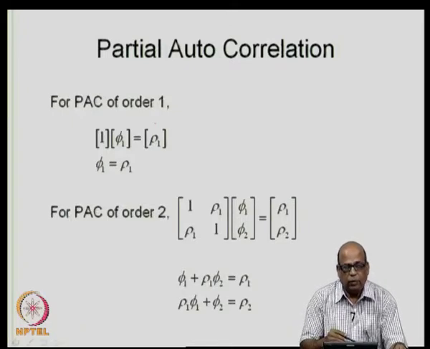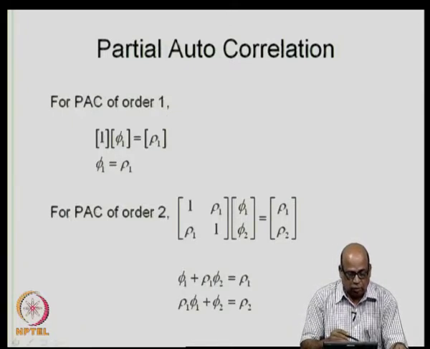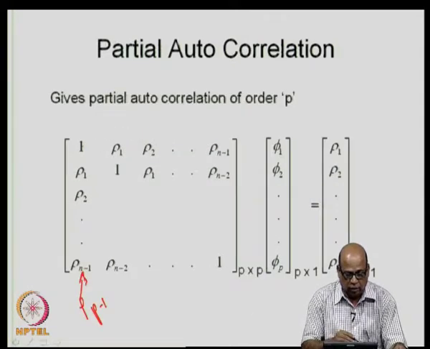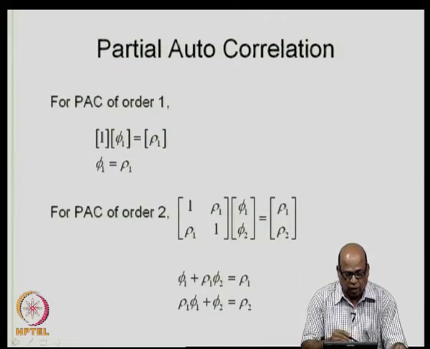So, for PACF of order 1, you write the Yule-Walker equation of order 1, which is only one term. Here you will write the first term, which is 1 here, and then phi 1 is equal to rho 1. Therefore, the first partial autocorrelation is equal to the lag 1 autocorrelation itself. So, phi 1 is equal to rho 1.